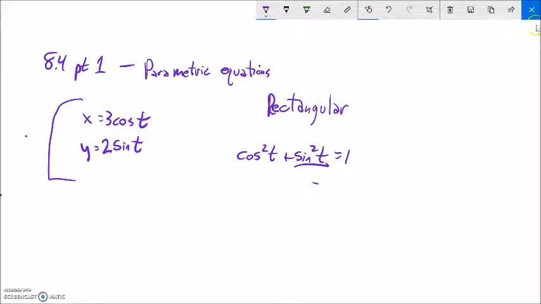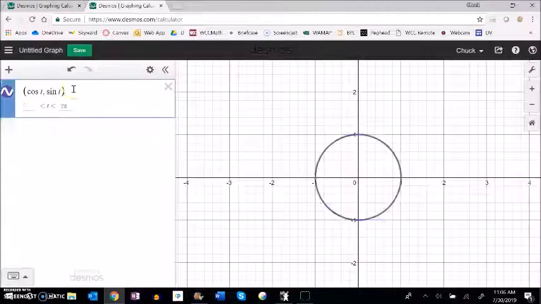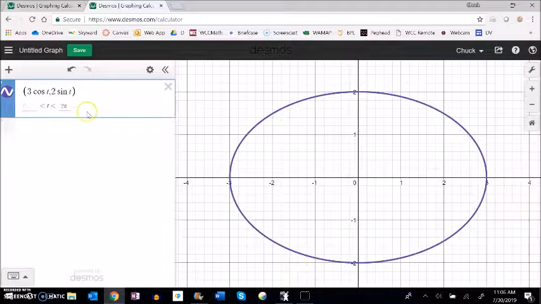Let's see what that looks like on Desmos. And notice basically all that these multipliers do is stretch it by 3 in the x direction and stretch it by 2 in the y direction. And we get this ellipse. So what would that be in rectangular?